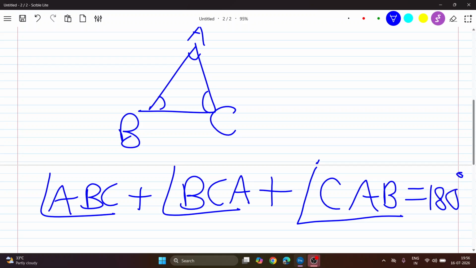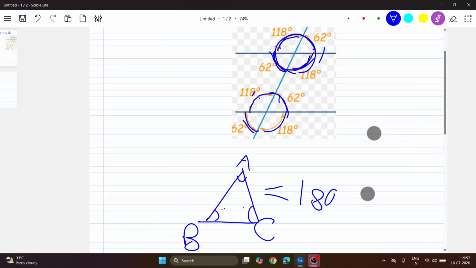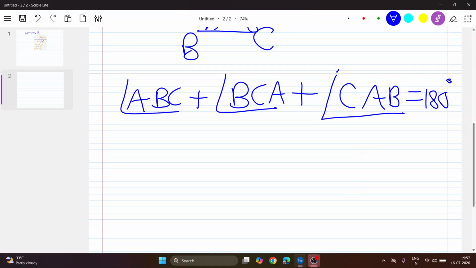So you have the sum of interior angles of a triangle. The sum of interior angles of a triangle equals 180 degrees, okay? So what else do we have? Okay, I'll explain why this came.